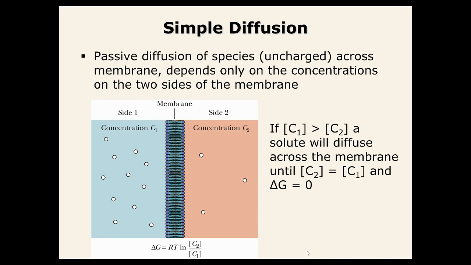Okay, so for simple diffusion, this is passive diffusion of a species that's uncharged, so O2 and CO2 is a good example. And what will happen is that the molecules will flow from the side that's high concentration to low concentration. Sort of a good analogy would be water flowing down a waterfall. It's going to flow down, right? We don't see water just magically float upwards like that. So in this case, the concentration gradient drives it, and that's an energy consideration there.